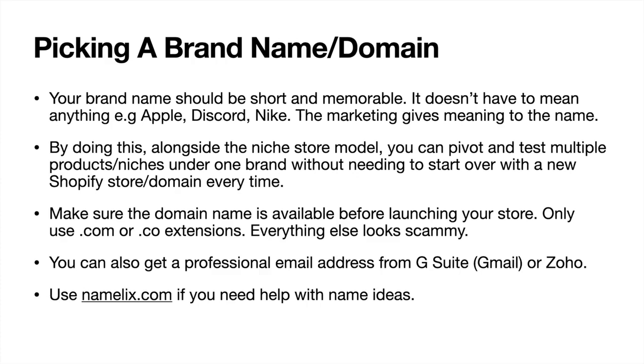Now, by doing this, alongside the niche store model, you can pivot and test multiple products and niches under one brand without needing to start over with a new Shopify store and domain every time. So if you create a random brand name such as Tucci, for example, a word that means absolutely nothing, you can keep testing different niches under that brand. You can create a Shopify store and have a domain regarding a completely random word and then test the cat niche, the dog niche, the beauty niche. You can test unlimited niches under one brand name.